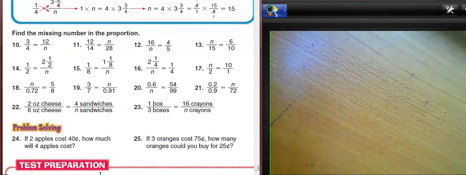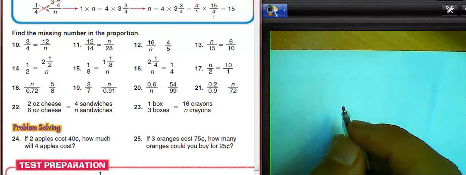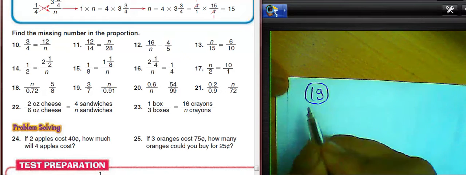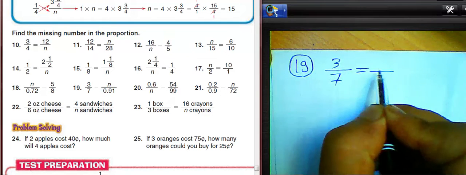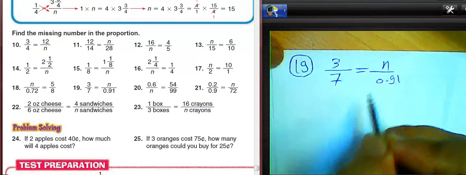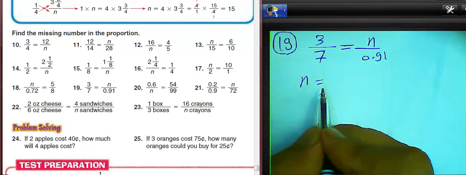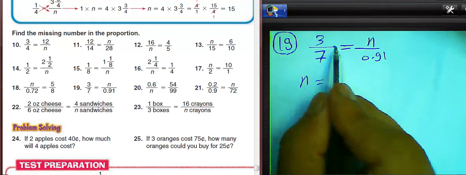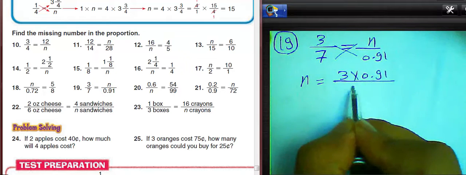What about question 19? Question 19. 3 over 7 equal n over 91 hundredths. We can solve it. The example about the product of extremes equals the product of means. Then equal what? 3 multiplied by 91 hundredths over 7.